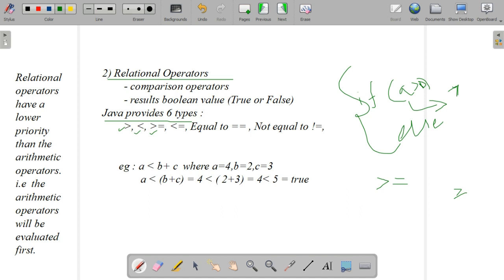Don't write it the same way as you do in mathematics. You have to use this pattern. Equal to means here we have to use double equal to. Not equal to has its own symbol.